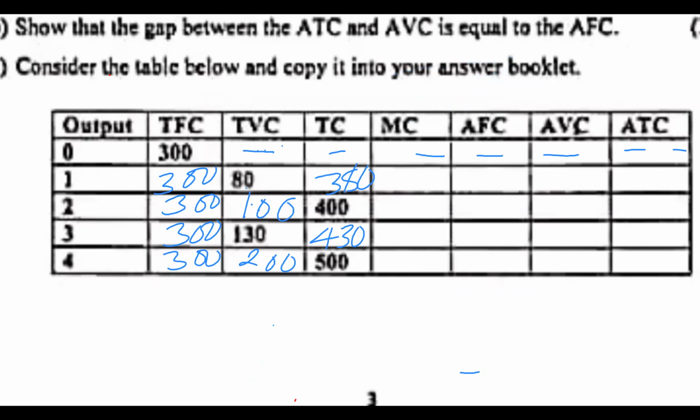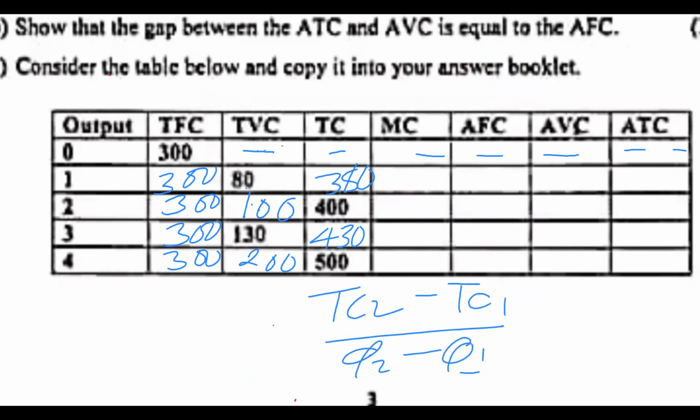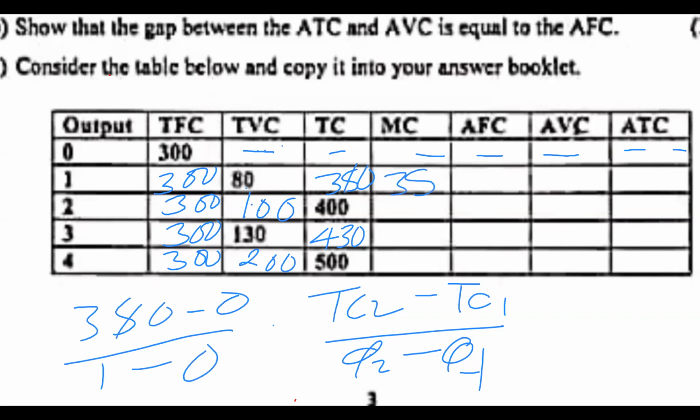Let's start from the marginal cost. How do you find the marginal cost? It is total cost 2 minus total cost 1, over output 2 minus output 1. For the second row, it will be 380 minus 0, over 1 minus 0. So this will be 380.